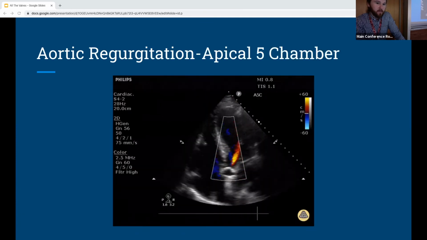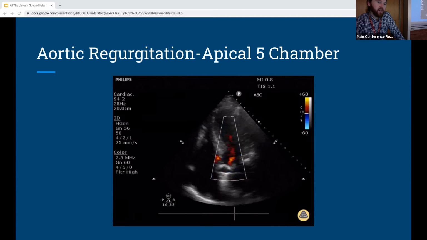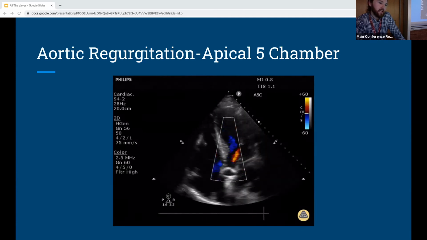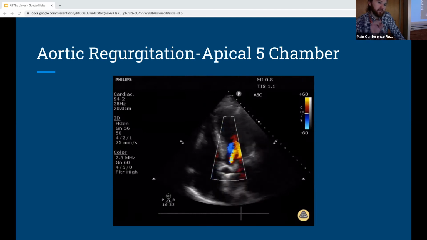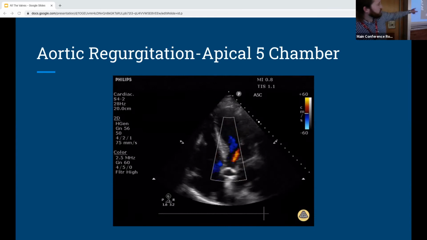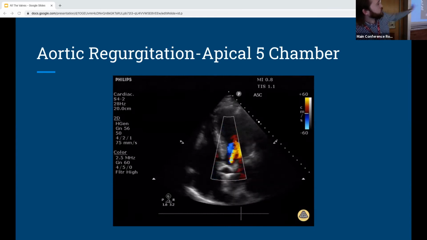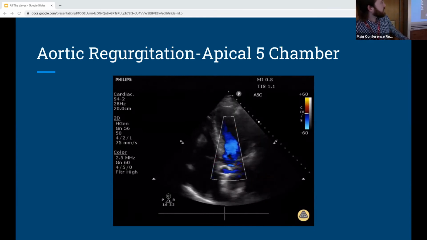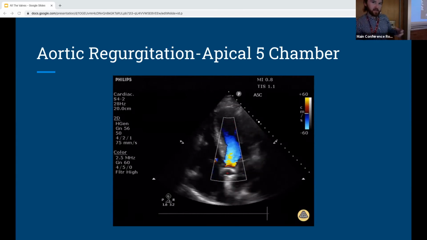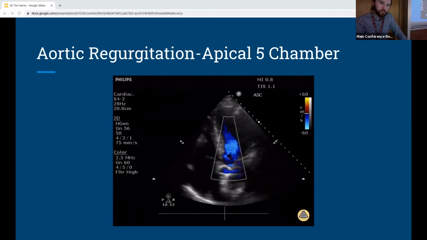And then in the apical 5-chamber view, you want to identify the LVOT and try to get the aortic valve jet right, because if you're off by a little bit, your mitral valve is going to be right on your guys' side. So you want to make sure that you're identifying it as coming out of the LVOT before you make a diagnosis. I think I made that mistake.